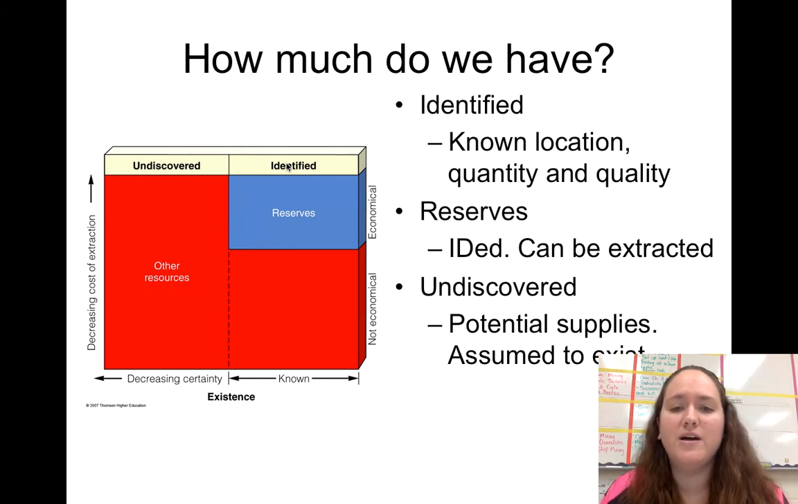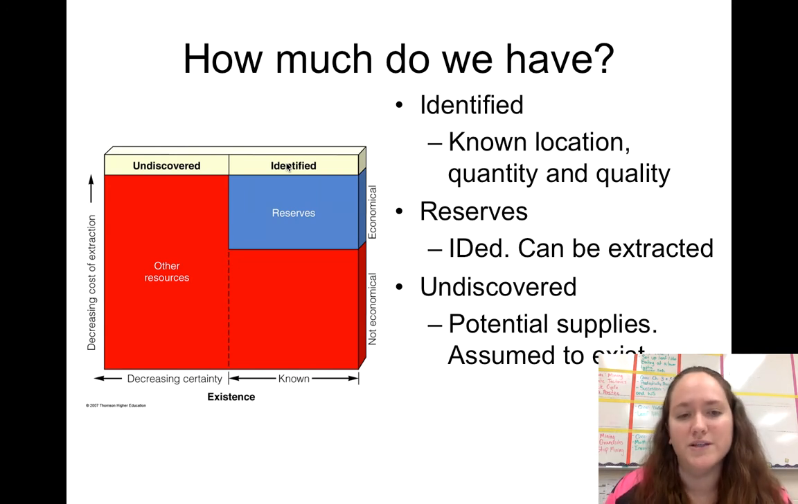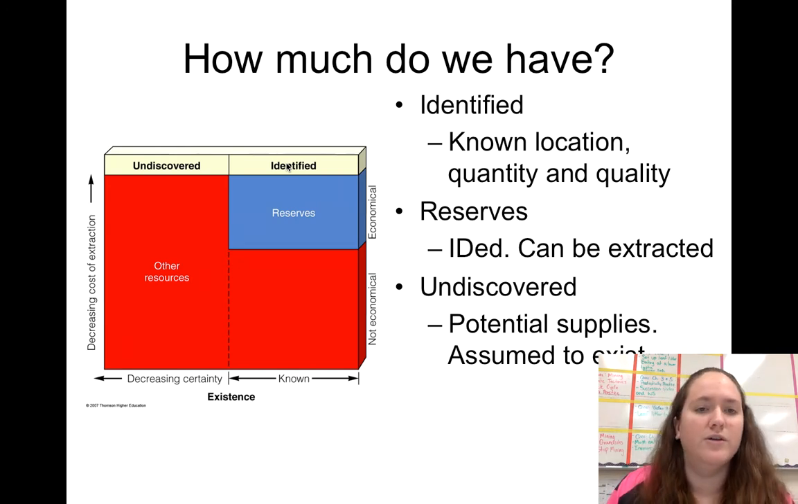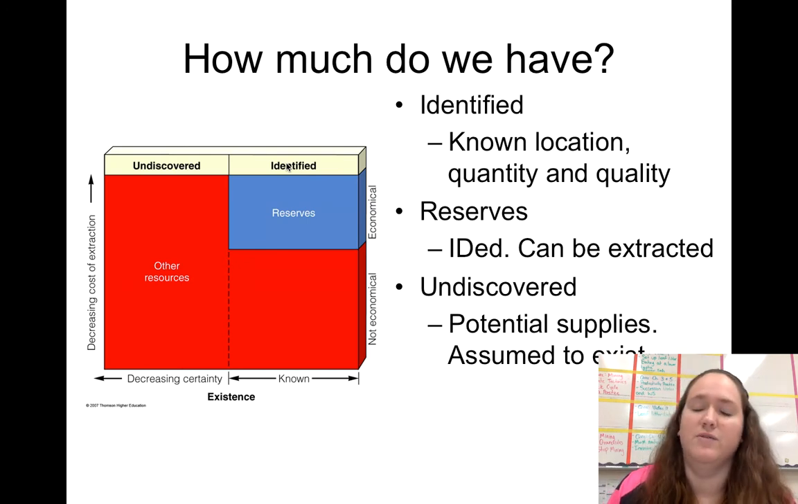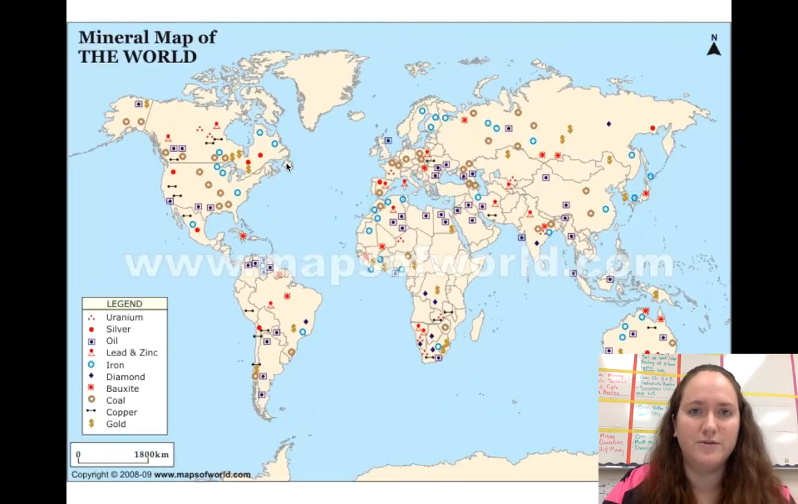And then we also have what we call undiscovered. So we think these are potential supplies that probably should be there based on how much we found. They're assumed to exist, but we really don't know whether or not they do. So there's a good possibility that maybe they don't, and we're never going to find them if they do, or they're too far down. We don't have the technology for it.